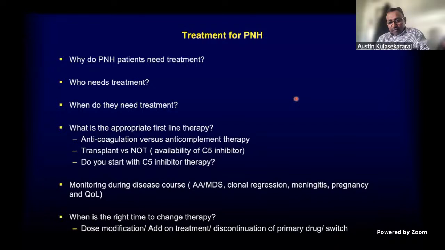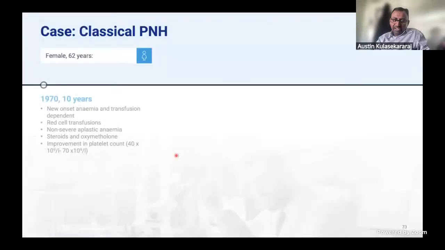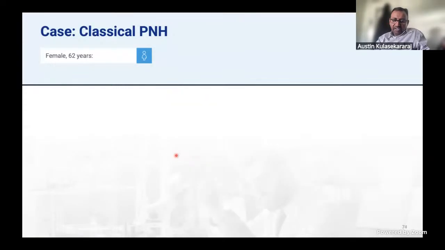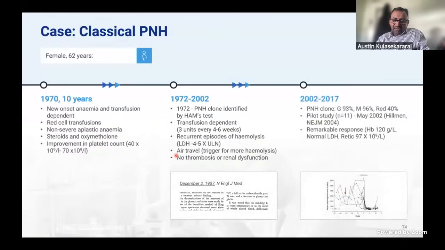So some of the treatments, which I'll cover hopefully in the next 5-10 minutes or so, are around, I think we all know, we won't be sitting here unless we know why patients need treatment, who needs treatment, and when do they need treatment. But we're talking about availability of C5 inhibitor, transplant, and other nitty-gritty as well. So this same patient went on to get treated with eculizumab.